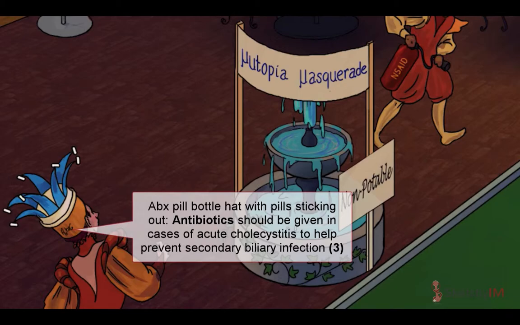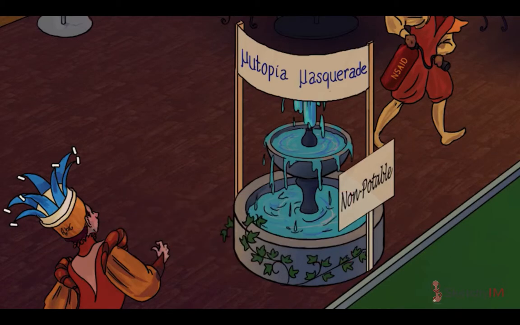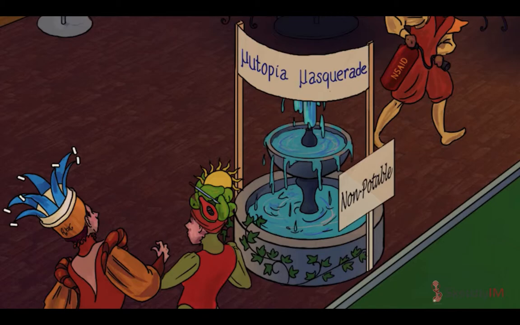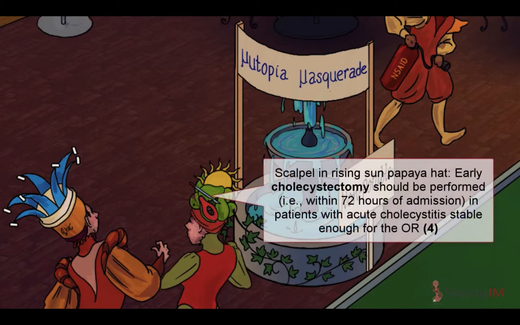This is why empiric antibiotics are given at least until the gallbladder is out. While the regimen may vary, it's important to cover the top three pathogens associated with cholecystitis and biliary tree infection: E. coli, Enterococcus, and Klebsiella. While supportive therapy with IV fluid resuscitation, pain control, and antibiotics are crucial, source control is even more crucial.